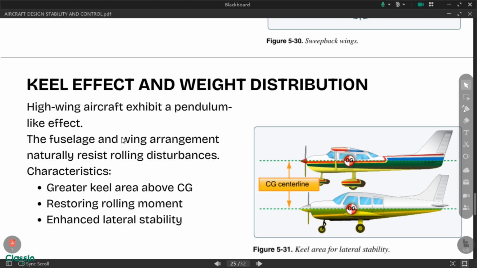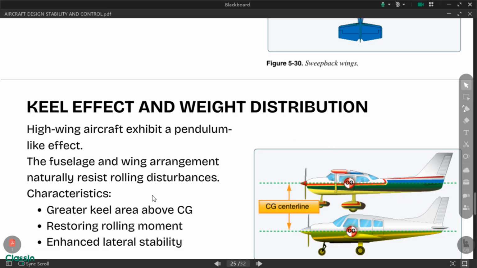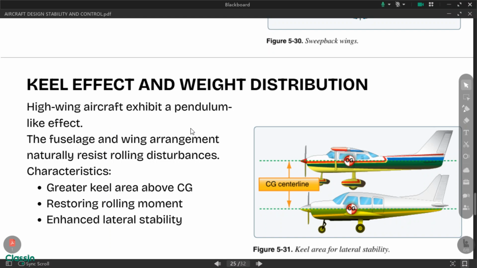Kasi yung keel natin or the main lateral structure natin is at the very top. Again, magkakaroon tayo ng pendulum-like effect. Okay? So the combination ng keel effect natin and yung pendulum effect nga makes high-wing aircraft naturally more laterally stable than low-wing configurations. Kasi again, once may side slip tayo, because of the weight ng fuselage natin hanging on the high wing, it would just try to go back like a pendulum. Okay?